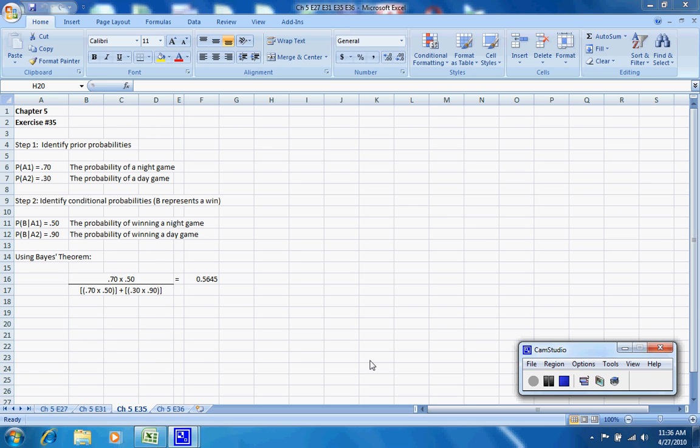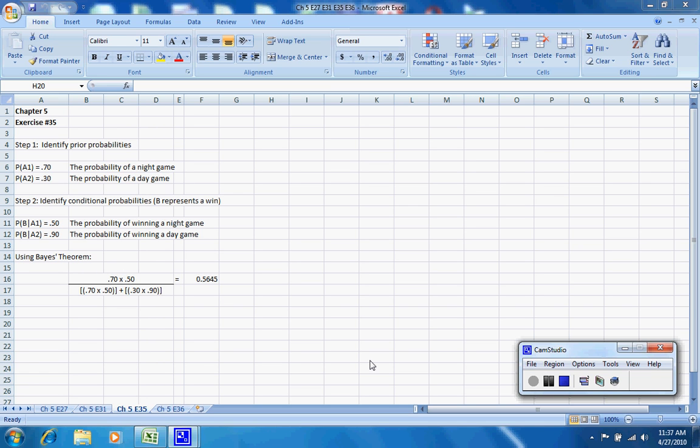All right, so once those two probabilities are noted, the next step is to recognize that we have some conditional probabilities associated, and we're going to assign B to represent a win. In our conditional probabilities, the first one is the probability of a win given a night game, and the second one is the probability of a win given a day game.